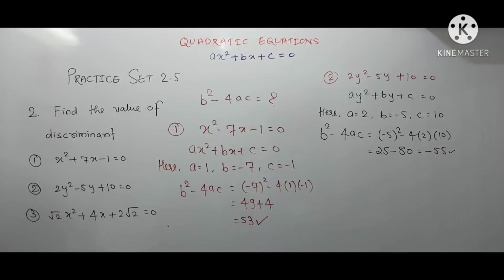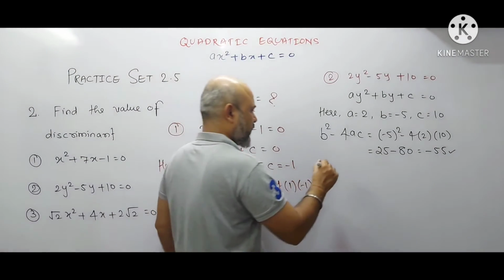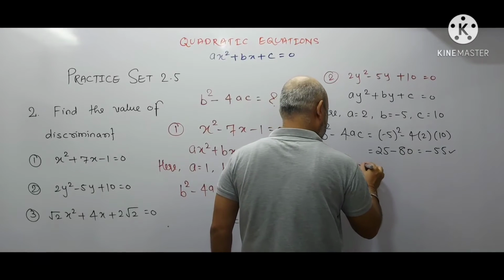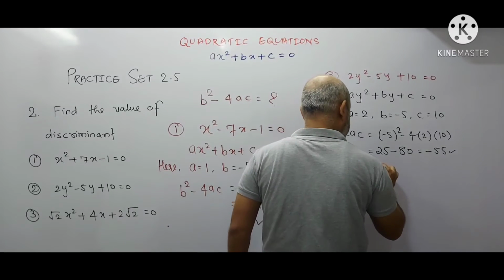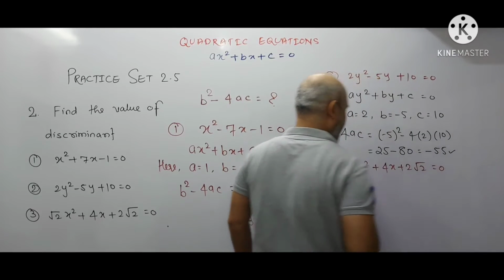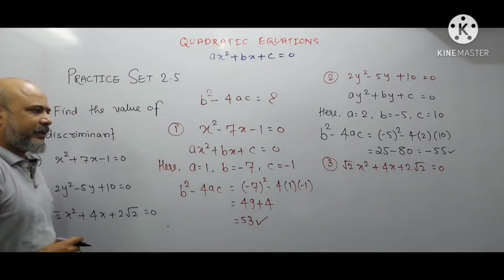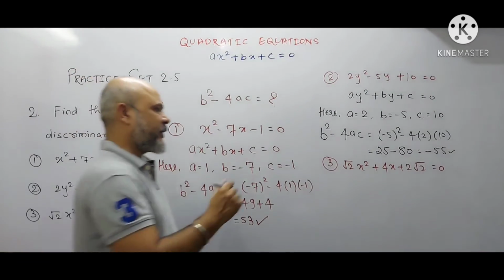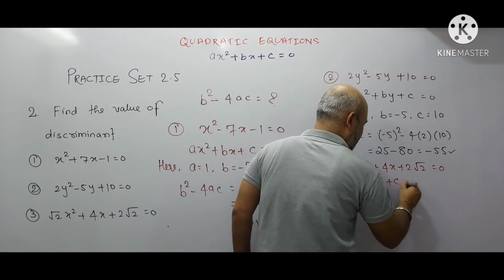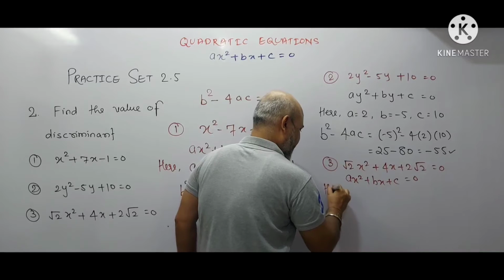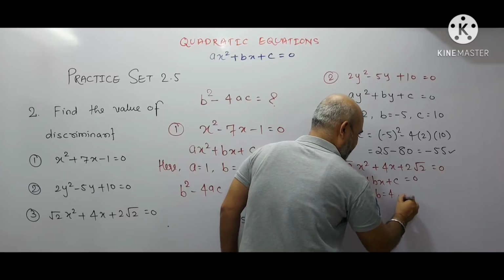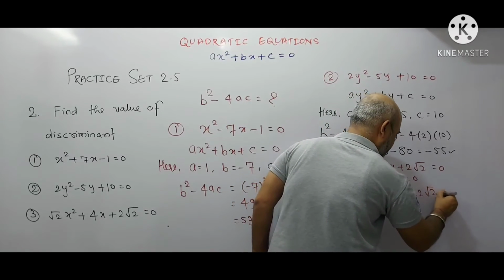Okay. Now we will solve the third one. Third one is root 2 x square plus 4x plus 2 root 2 is equal to 0. Again we will compare this quadratic equation with the general form, that is ax square plus bx plus c is equal to 0. And here you will get a is equal to root 2, b is equal to 4, and c is equal to 2 root 2.